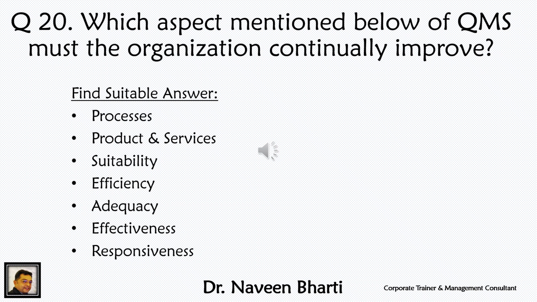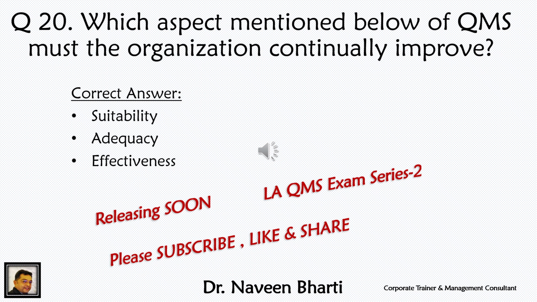Which aspect mentioned below of the quality management system must the organization continually improve? Check the suitable answers. In order to continually improve, the organization needs to improve the suitability, adequacy, and effectiveness of the system.